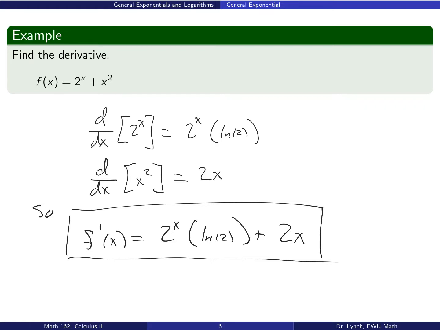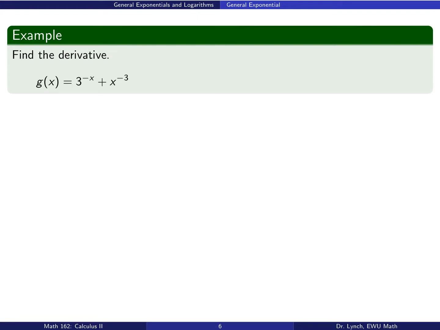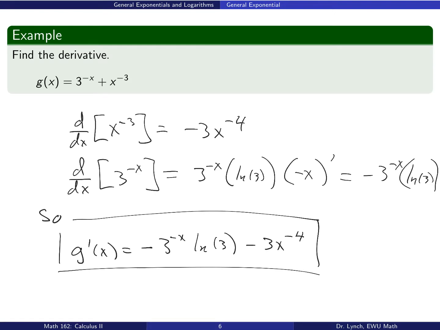Here's another example. Let's find the derivative of 3 to the minus x plus x to the minus 3. Now, similarly here, we know how to differentiate x to the minus 3. Differentiating 3 to the minus x is a little bit different, so let's check that out. The derivative of 3 to the minus x requires a chain rule, taking 3 to the minus x times the natural log of 3 times the derivative of minus x, which of course is just minus 1.